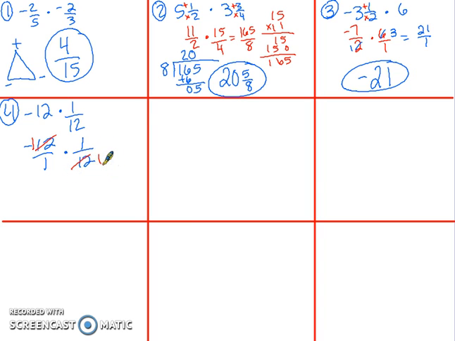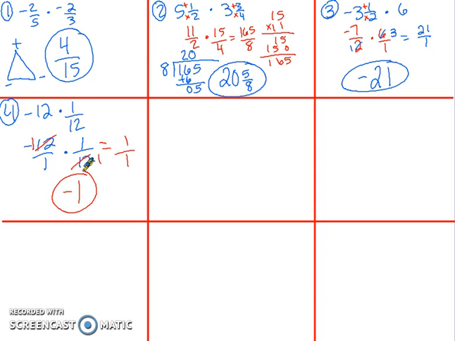So now I have 1 times 1 on top and 1 times 1 on bottom, which simplifies to just 1. And a negative times a positive is a negative. So when you're multiplying these, go ahead and multiply like you normally do, and then determine what is your sign.